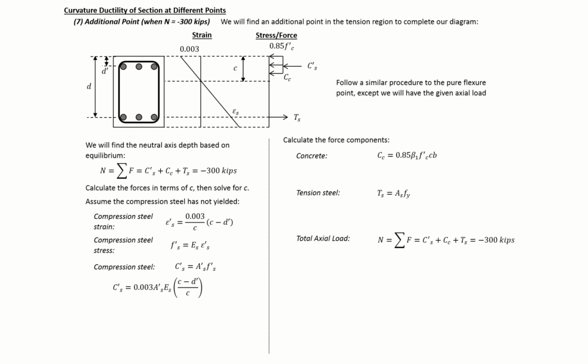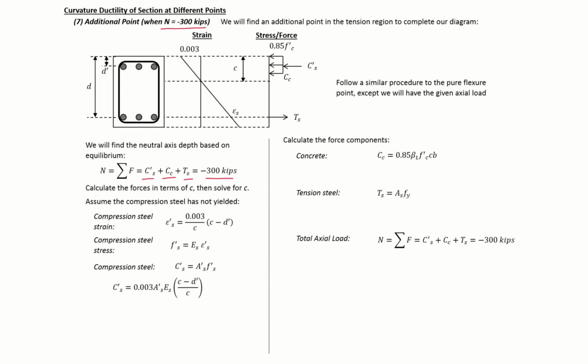We can find additional points for our curvature ductility plot and also for our moment curvature plot just by plugging in different values for n in our equilibrium expression. So we're going to find an additional point where we have 300 kips in tension applied to our column. And we'll sum all of our different force components and set it equal to negative 300 because that's tension for us.